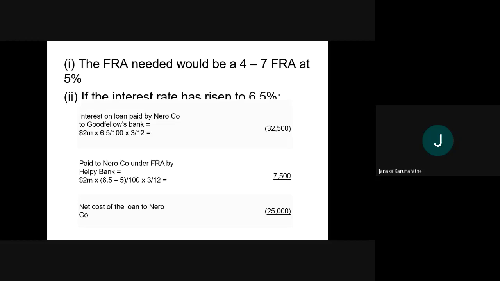But now you have a FRA. So what is the FRA rate? 5%. So under the FRA, the bank will pay Nero Company $2 million into the FRA difference, which is 6.5 minus 5 divided by 100 into 3 by 12, which is 7,500. So the net cost of the loan to Nero Company is 25,000. So what does it mean?